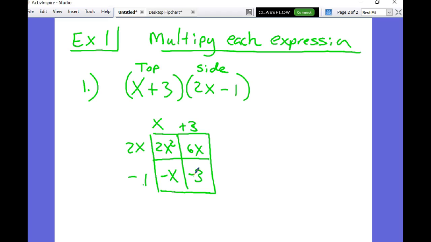Okay. Now what we're gonna do is we're gonna combine. We're gonna take all these things out. But before we do, you want to combine your like terms. Your like terms are always diagonal from each other. So we have 2x squared, right? And what is 6 take away 1? So that's going to end up being 5x. Those two combine together to make 5x.